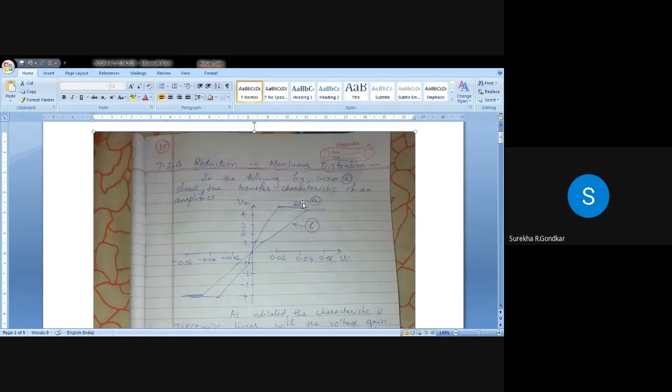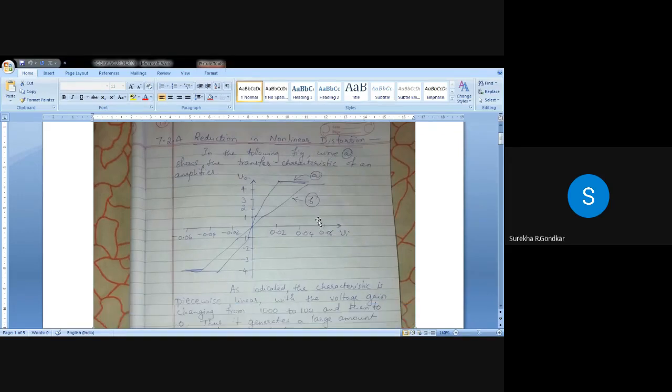Today in this class, I'm going to explain the last topic which was left in the properties of negative feedback, that is reduction in nonlinear distortion. Here we have taken one example, the nonlinearity introduced by an amplifier. Figure A, the curve A, shows the transfer characteristic corresponding to an amplifier. Here you can see the changes in this particular piecewise linear curve.